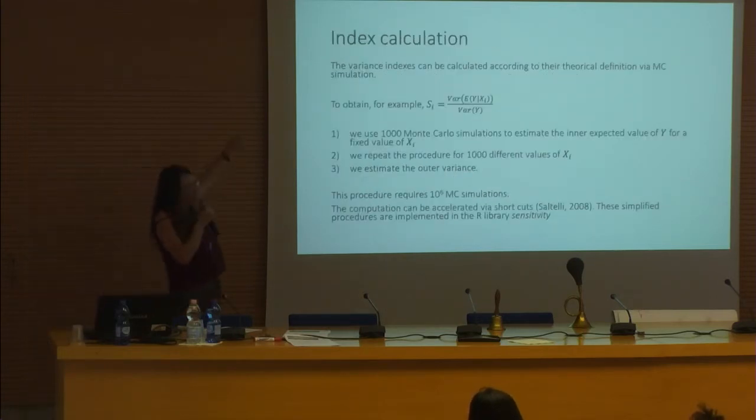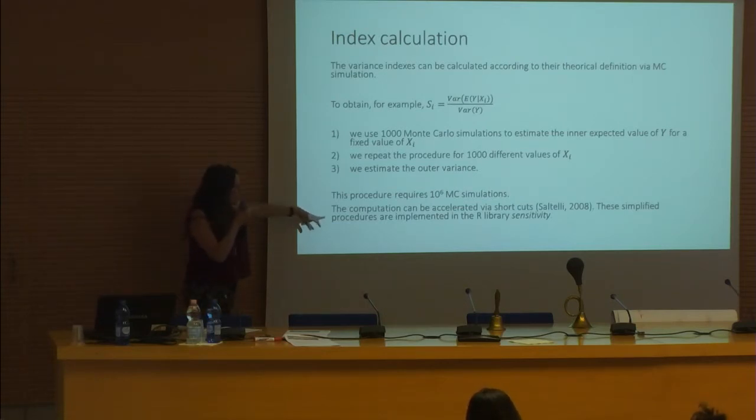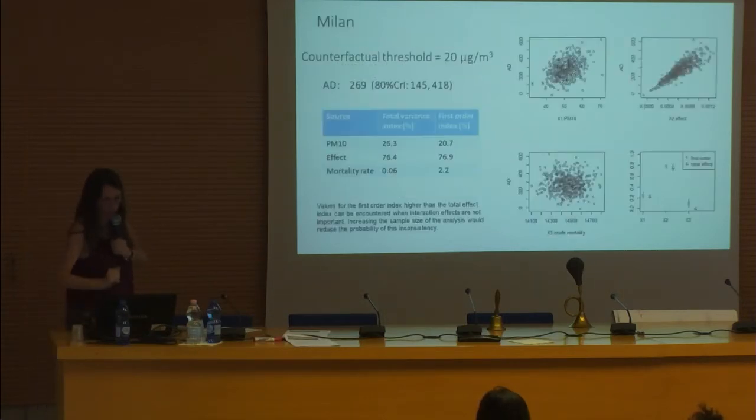And how can we calculate these indexes? We can do it through Monte Carlo simulation according to their definition in terms of expected and conditional expected values and variances. This is a rather complex procedure, but we can use shortcuts that are implemented in our library sensitivity. So if you want to use this method, there is an R library. These are our results for Milan.